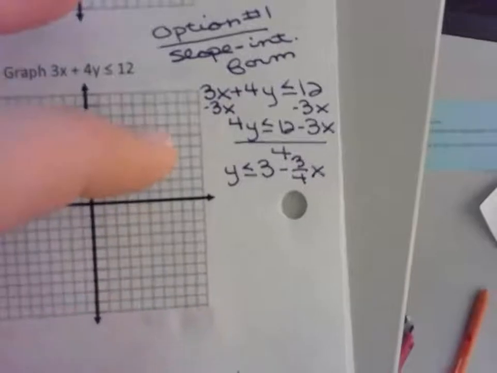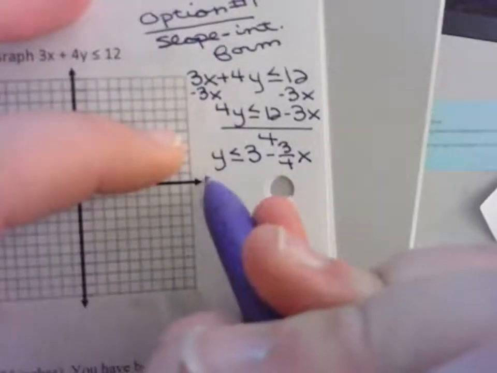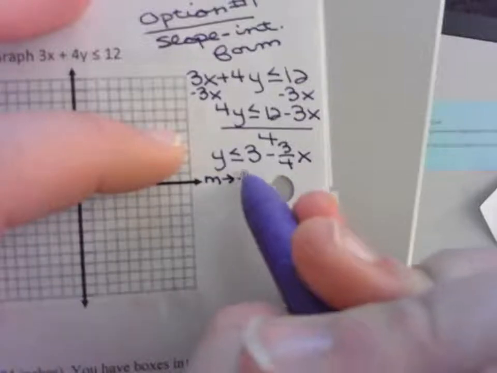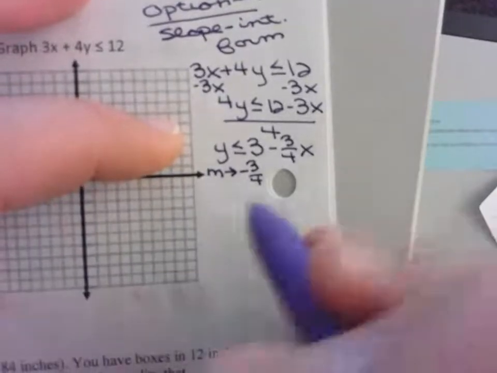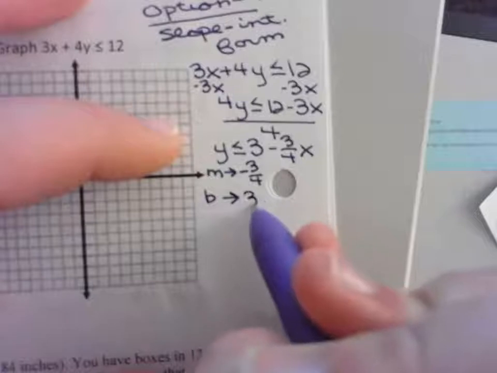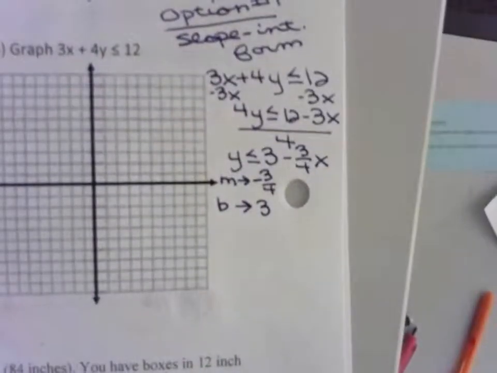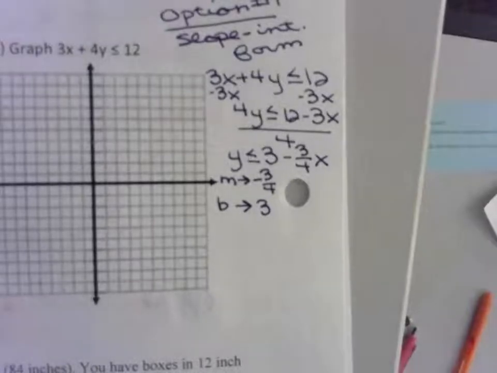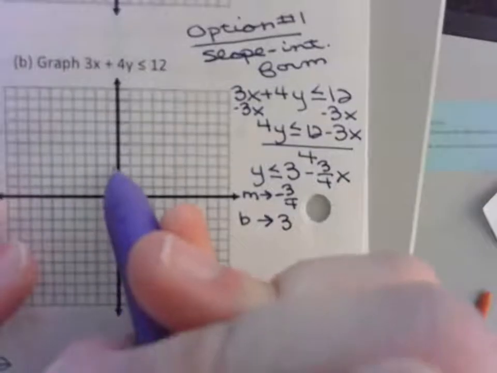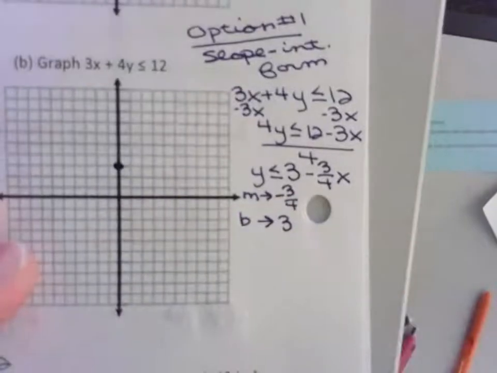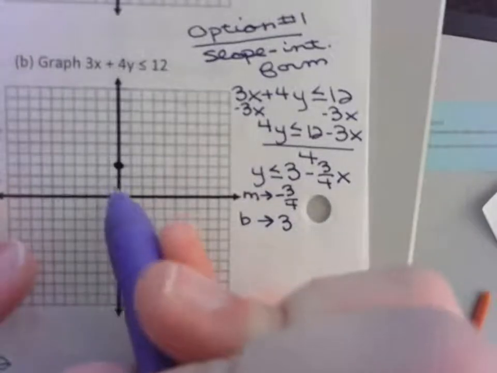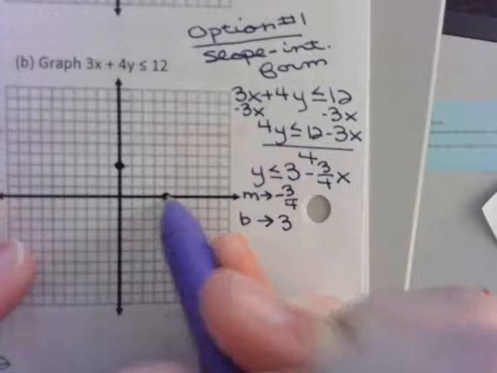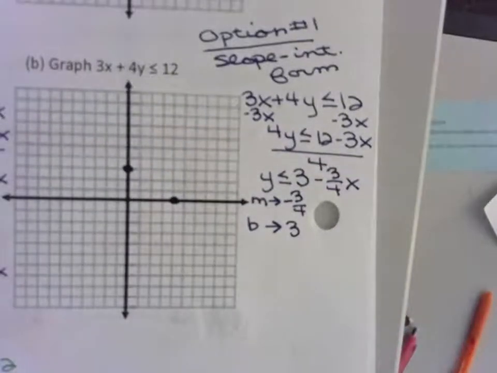Okay, now let's look at this. My slope is what? What's my number in front of x? Negative 3/4, and my y-intercept is 3. So let's graph this. Graph a y-intercept of 3, so up 1, 2, 3. How do I get my next point using my slope? Rise over run. Down 3, right 4. So I go down 3, right 4.